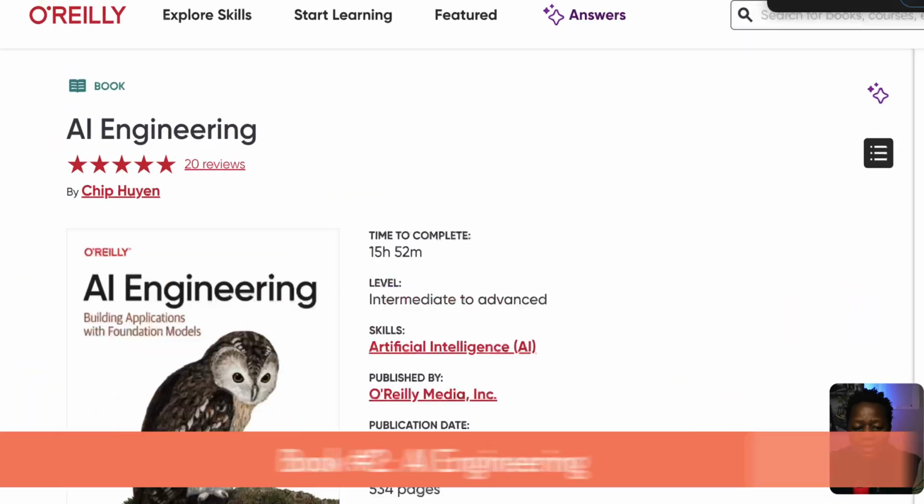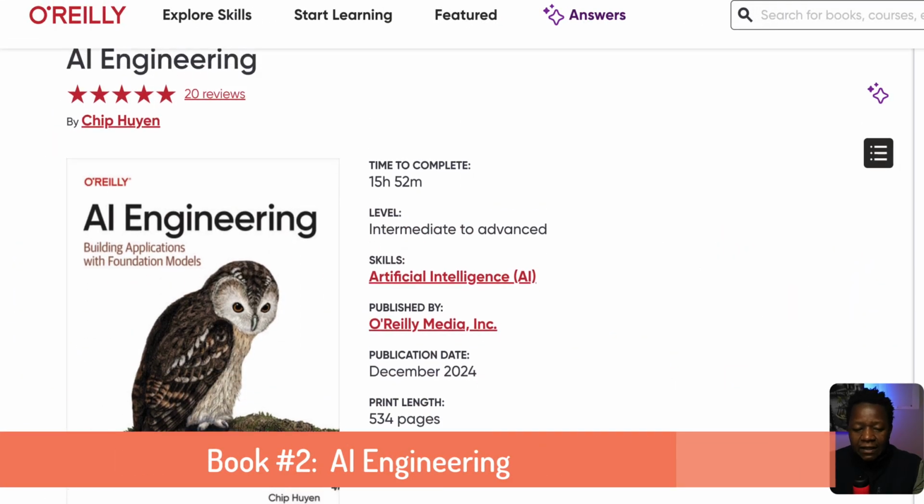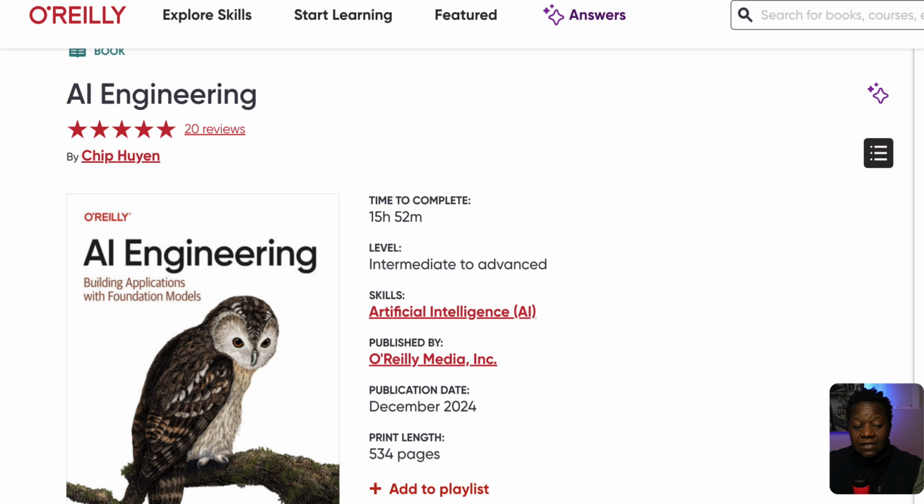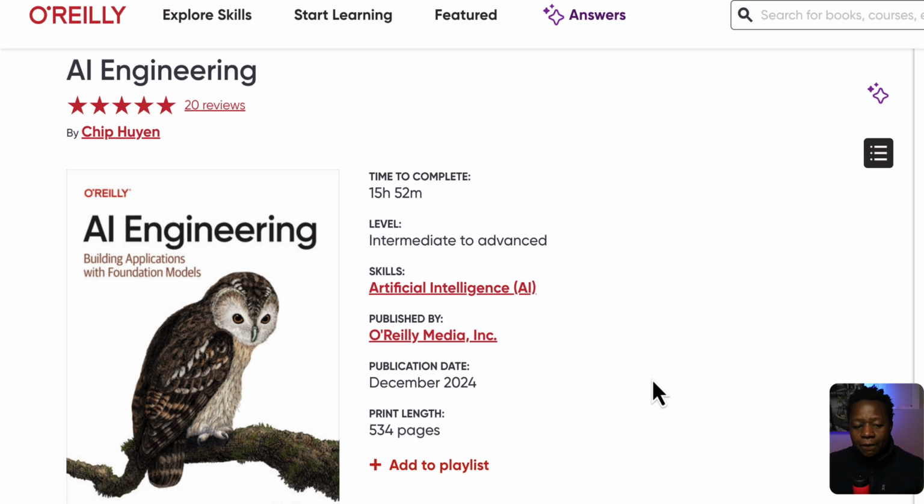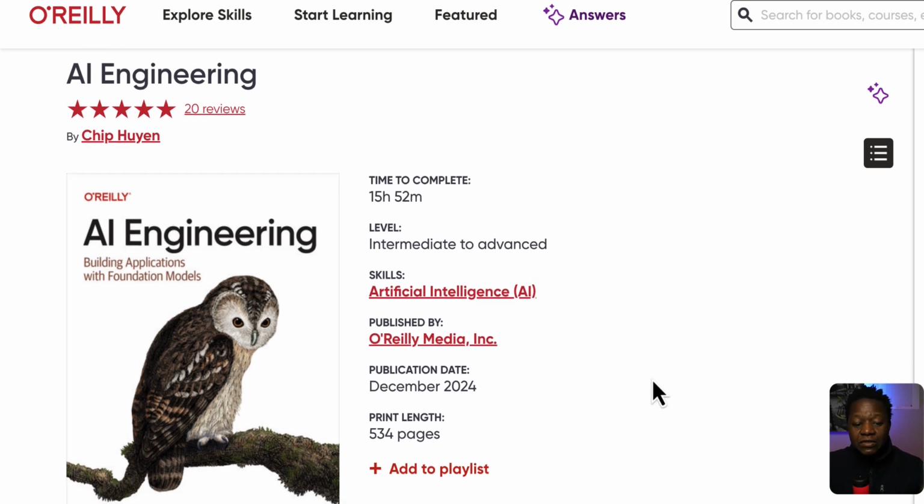All right, so the next book here, I don't have an actual physical book with me. AI Engineering by Chip Huyen. I think that's how you say her last name. This is a game changer. So Huyen is this very smart woman in tech who is doing amazing things. The book is about building applications with foundation models.